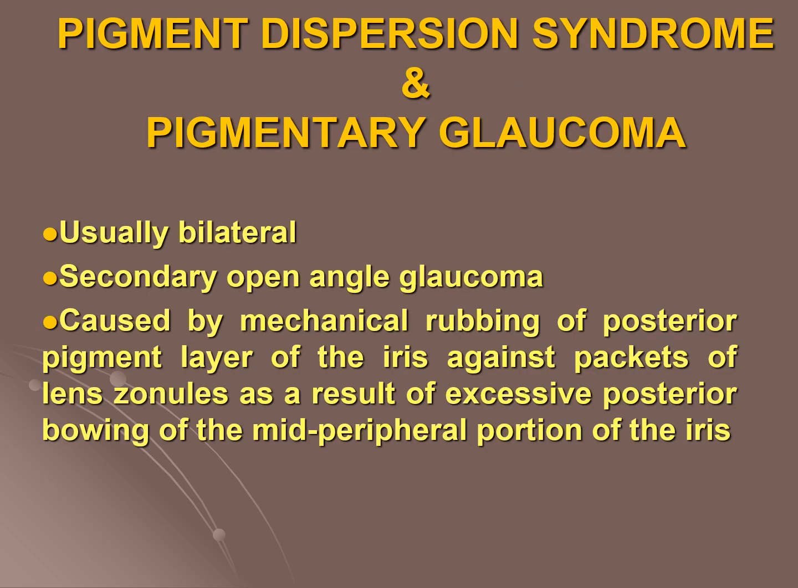What is pigment dispersion syndrome and pigmentary glaucoma? These are usually bilateral secondary open-angle glaucomas. They are caused by mechanical rubbing of the posterior pigment layer of the iris against packets of lens zonules. As a result, there is excessive posterior bowing of the mid-peripheral portion of the iris. So this pigment is dispersed into the anterior chamber, it clogs the trabeculum, and it also settles on the posterior surface of the corneal endothelium.